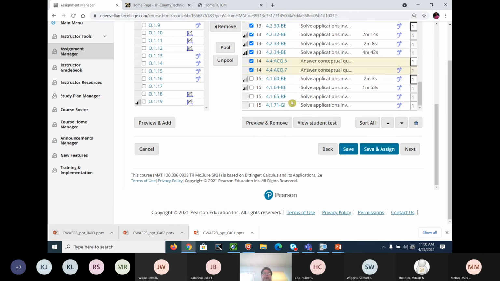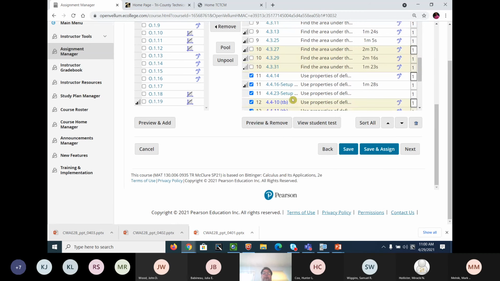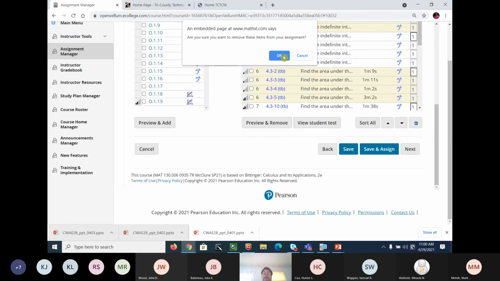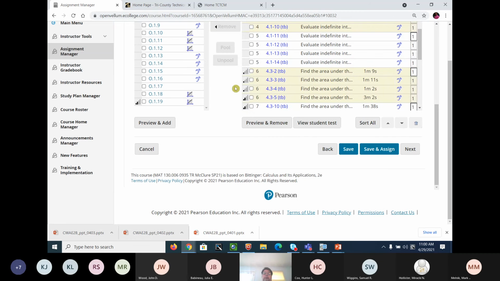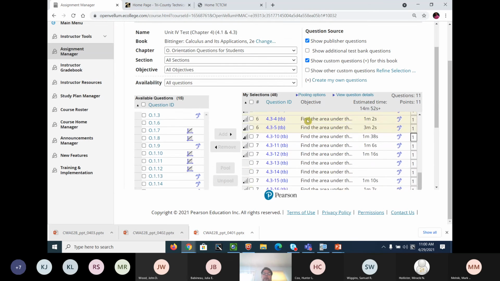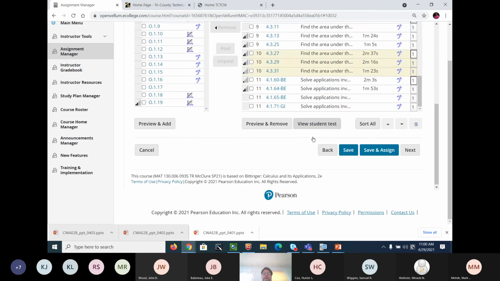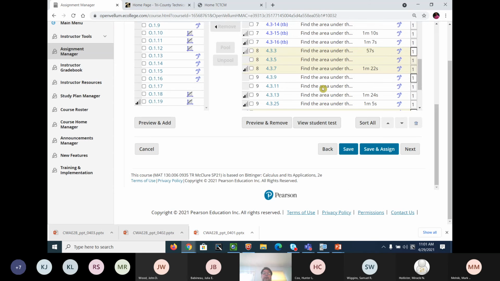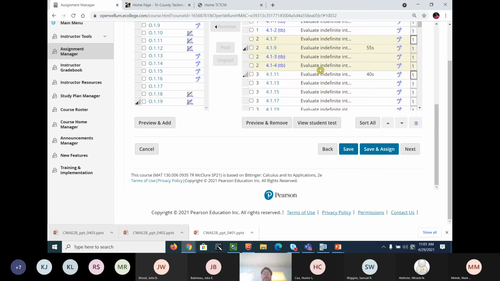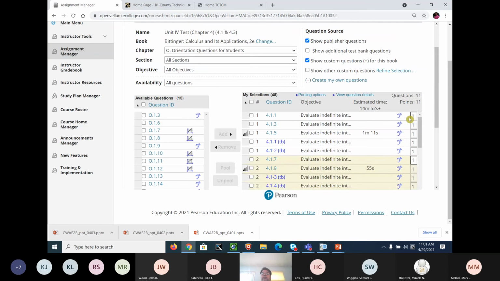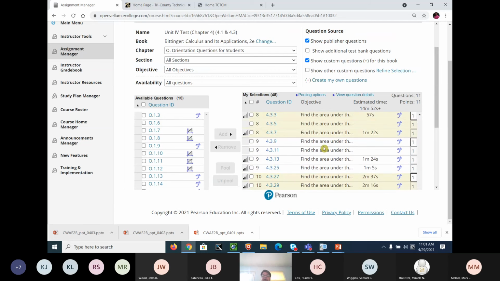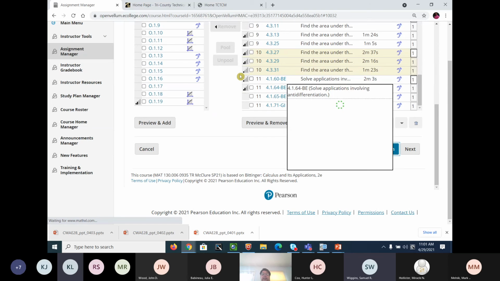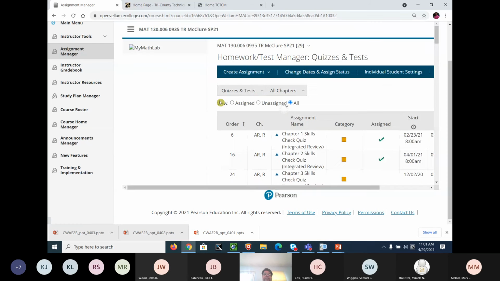Hopefully y'all understand what I'm doing. I'm fixing to remove all of 4.4 and 4.2. I don't see any. Okay, 11 questions. Y'all think y'all can handle that? Yes, sir. Somebody will complain about it.